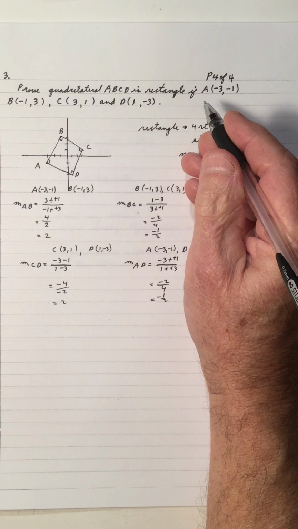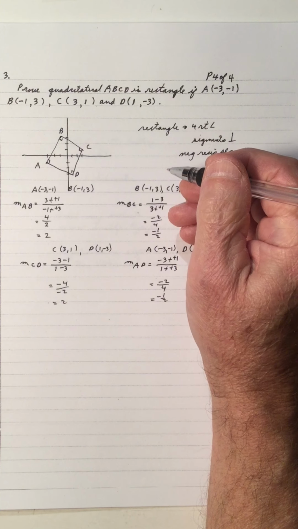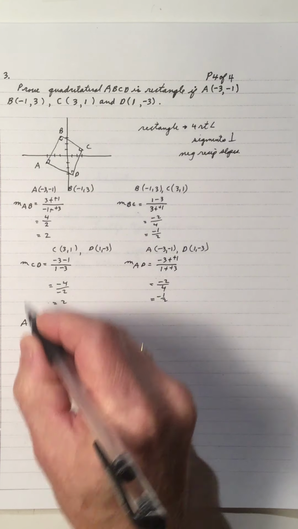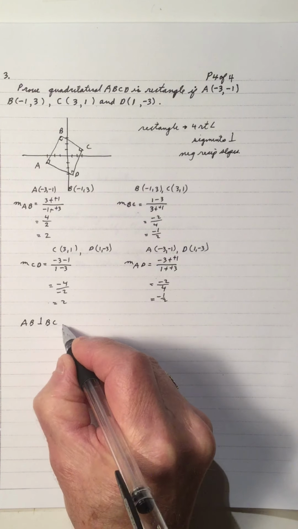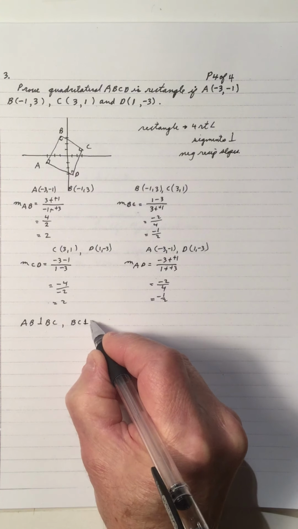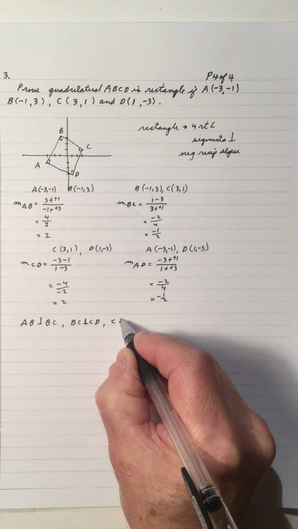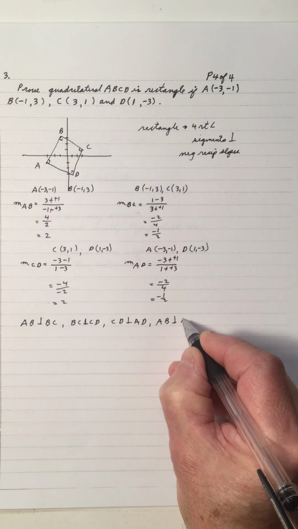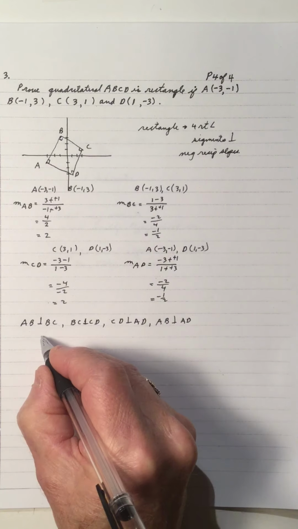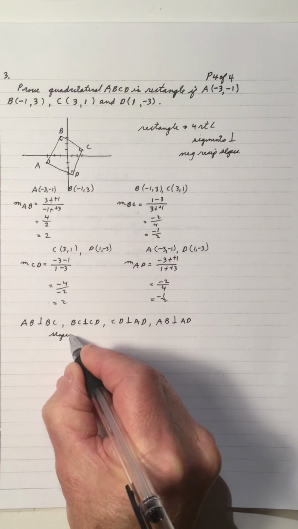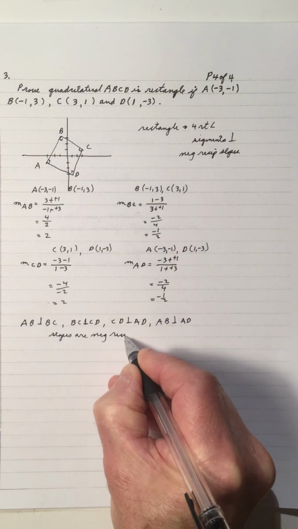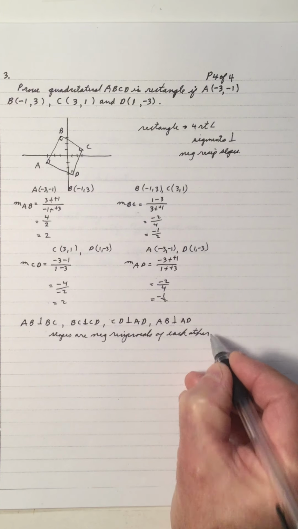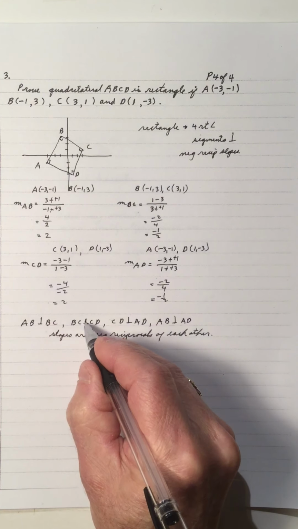But remember, rectangles have right angles, perpendicular lines, negative reciprocal slopes. So AB is perpendicular to BC, BC is perpendicular to CD, CD is perpendicular to AD, and AB is perpendicular to AD, so I have all perpendiculars. They're all perpendicular because the slopes are negative reciprocals of each other, hence they're perpendicular.